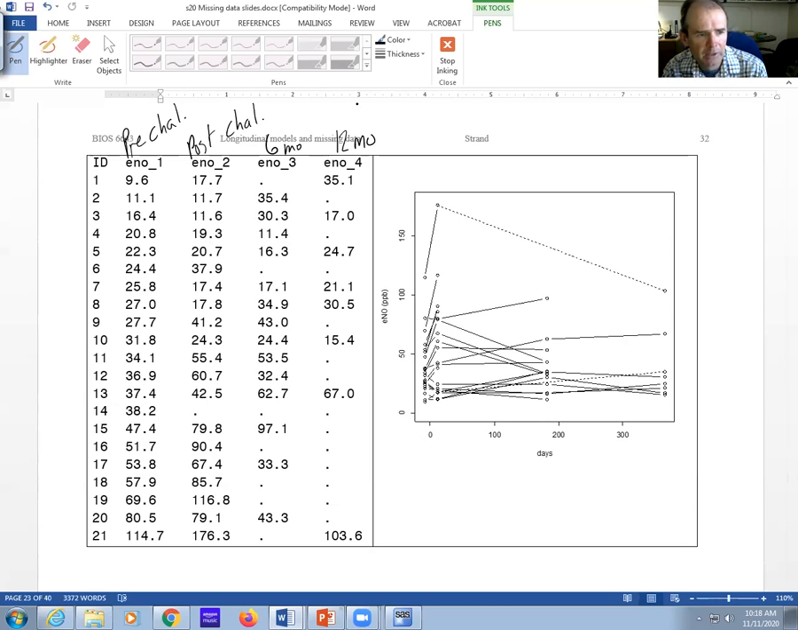Now, this is more discussion: how would you account for the missing data, and what missing data mechanism seems like it's occurring here? Any thoughts you have when you look at the data and the graph to the right?